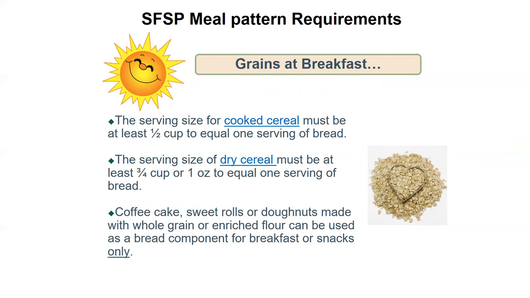Coffee cake, sweet rolls, or donuts made with whole grain or enriched flour can be used as a bread grain component for breakfast or snacks only. So that actually can be creditable under the SFSP meal pattern for breakfast, for AM or PM snack, but not for lunch and not for supper.